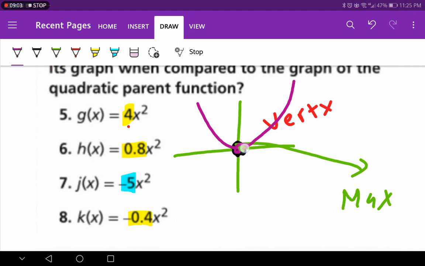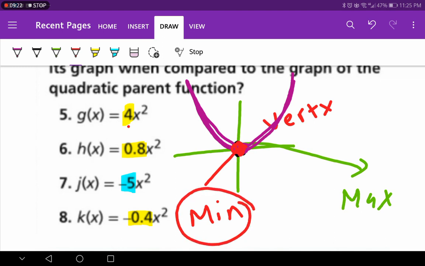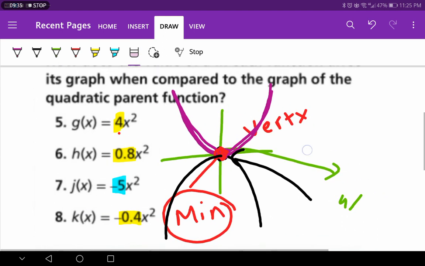I don't understand, teacher. Okay, minimum, see? Where is the lowest point here? This one, and because of that we call it minimum. So if it is upward, the vertex will be the minimum value. But if it is downward, it will be the maximum value.